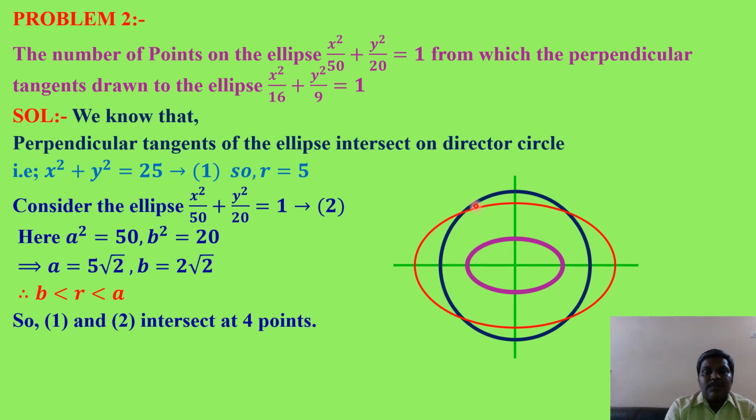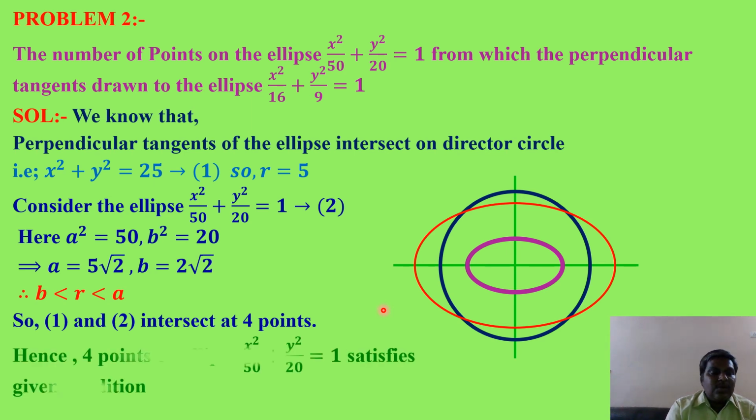Your point must lie on the given curve. At the same time, your point must satisfy the director circle by definition itself. So your required points satisfy 2 equations. The number of points is 4 as shown in the figure, because b is less than r less than a. This is a very, very important concept. So hence 4 points on the ellipse x square by 50 plus y square by 20 is equal to 1 satisfy the given condition.